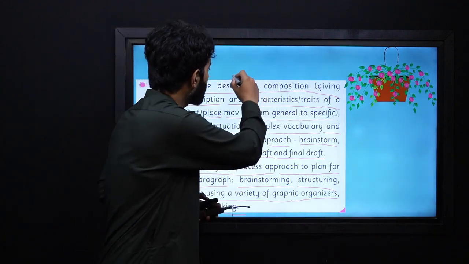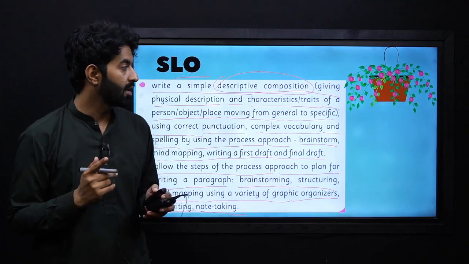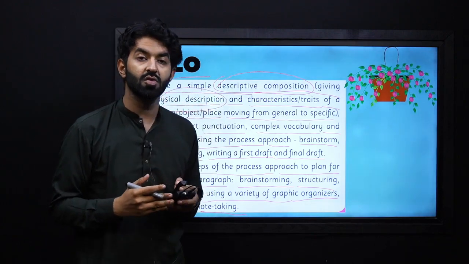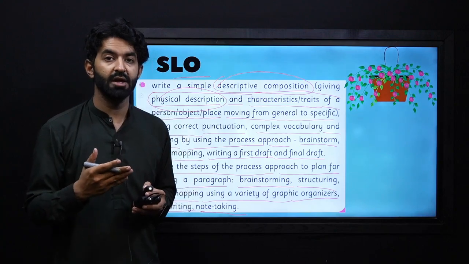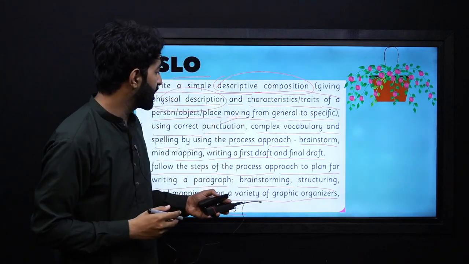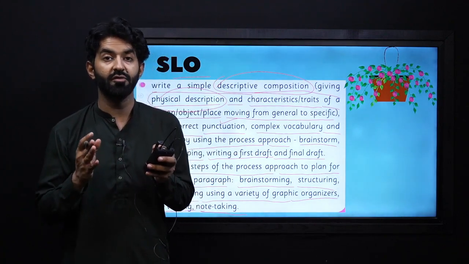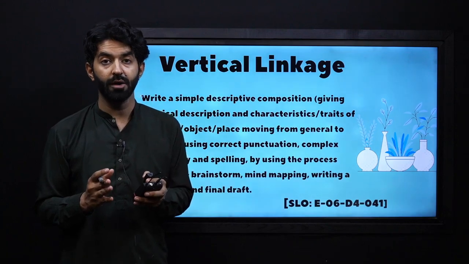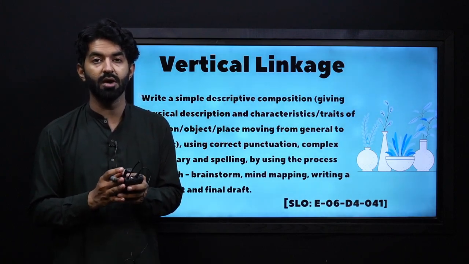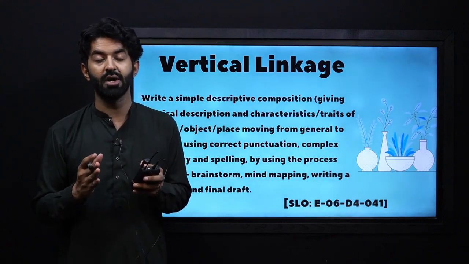Now, we will be talking about descriptive composition, writing descriptive text. In this one, we will be giving physical description and characteristics or traits to a person, place or thing, and also we will be using correct punctuation, complex vocabulary and spelling by using the process approach of writing that you are already familiar with. Moving on, by completely understanding and breaking down our students' learning outcome, here is a vertical linkage of these two SLOs with the previous grade that you have already gone through.